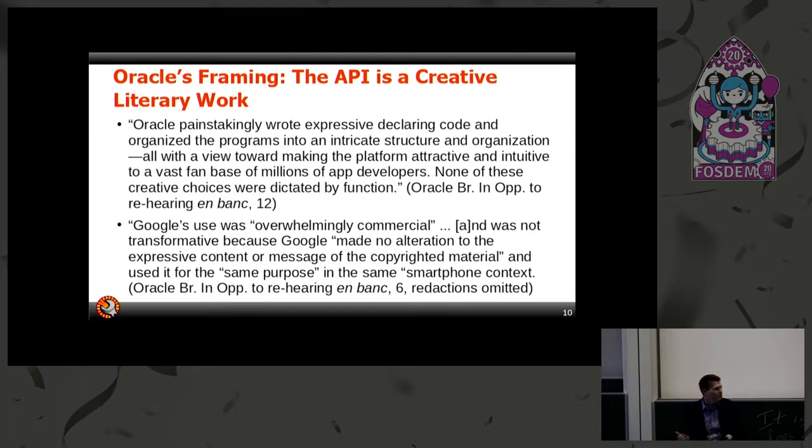If you read a book here and you read a book on stage, it's still the same book, and it was still the exact same content. So that is Oracle's overall framing.